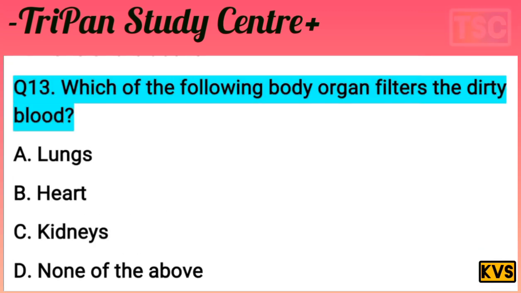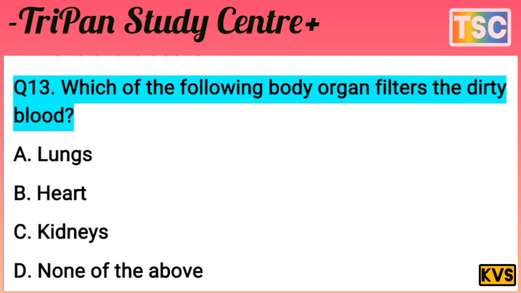Which of the following body organs filters the dirty blood? The question is very clear and most important from the exam point of view. A. Lungs, B. Heart, C. Kidneys, D. None of the above.